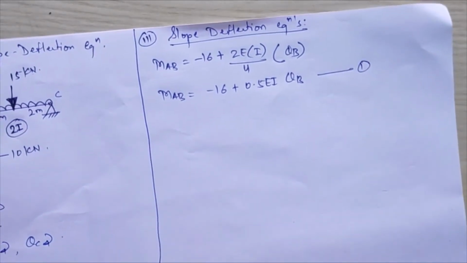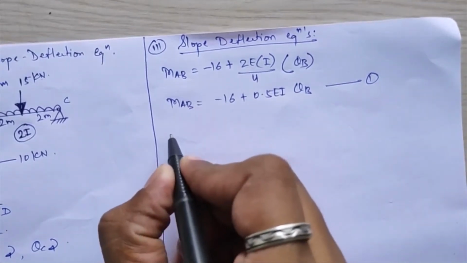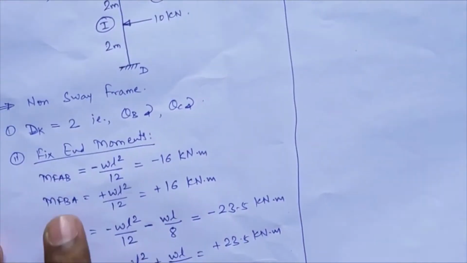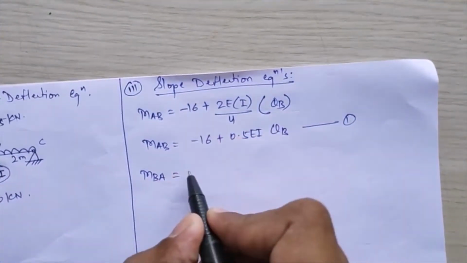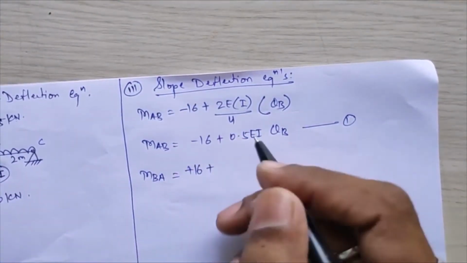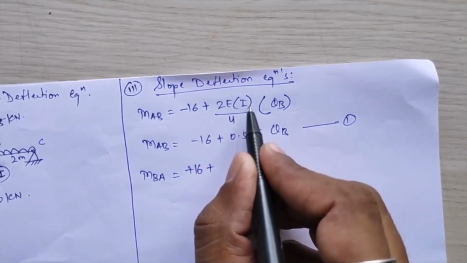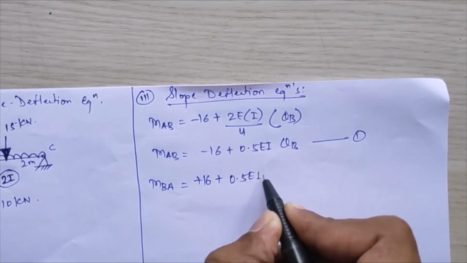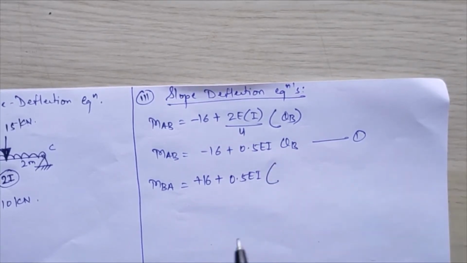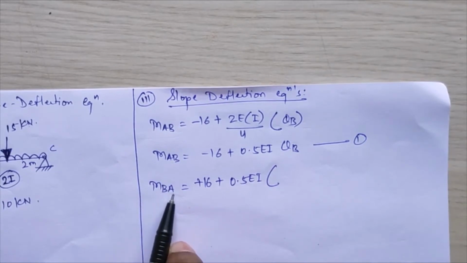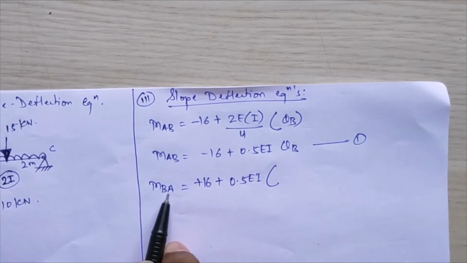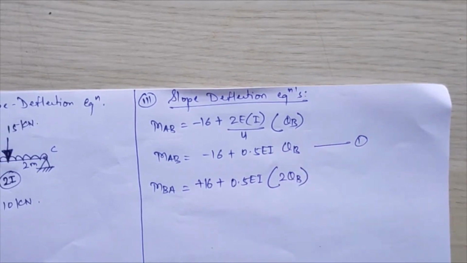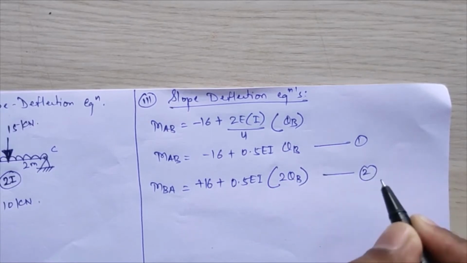Okay, now we'll see the next slope deflection equation, that is MBA. MBA is equal to MFBA, that I have got equal to plus 16, plus 2EI upon L. The I value will remain the same, equal to I, so this value will remain the same, that is 0.5 EI. Just here your near end and far end will get changed, so your near end will be B and far end will be A, but theta A is 0 here, so only the near end rotation, 2 times theta B, will remain. This will be your equation number 2 here.